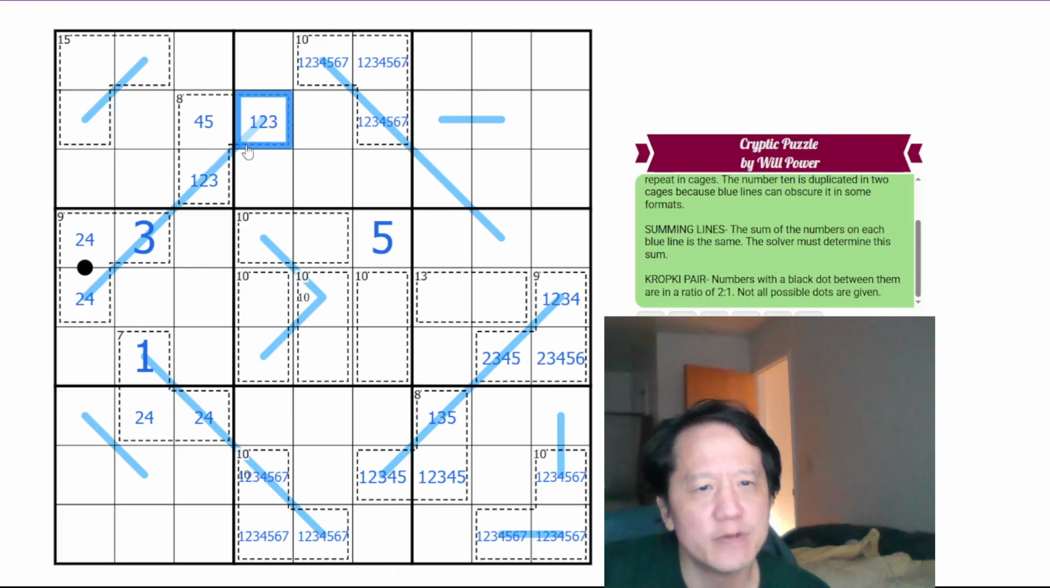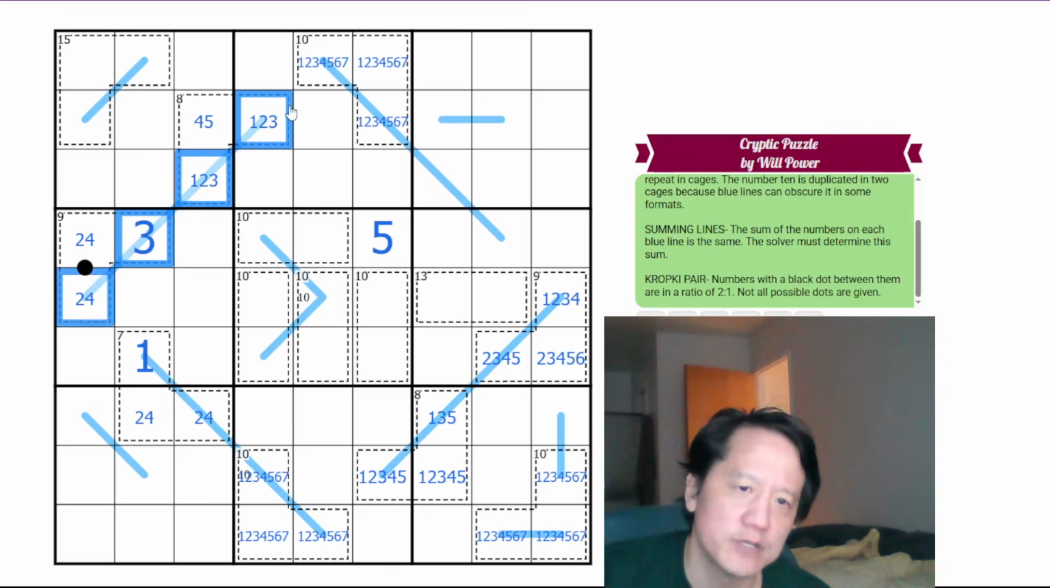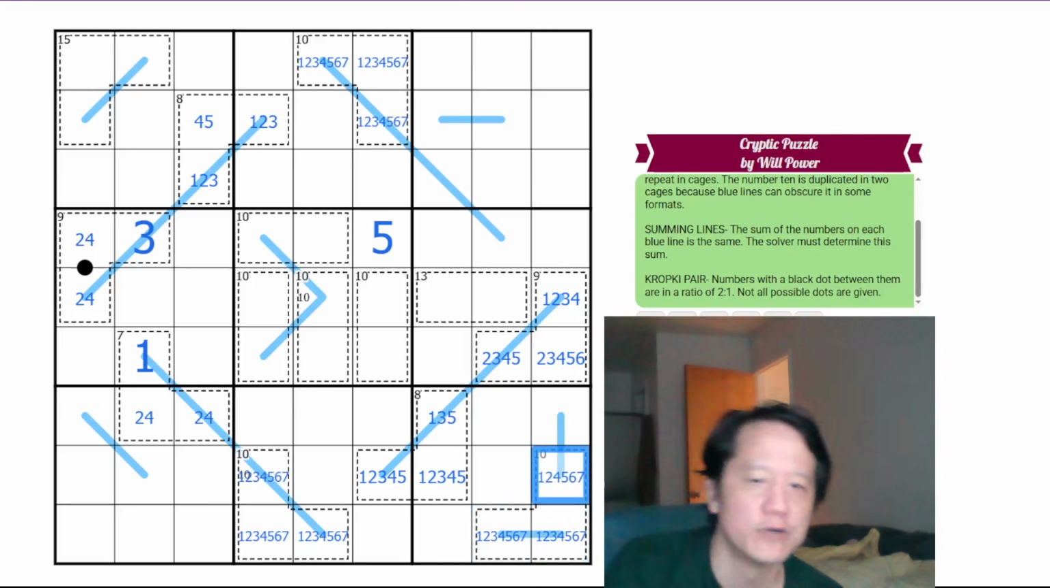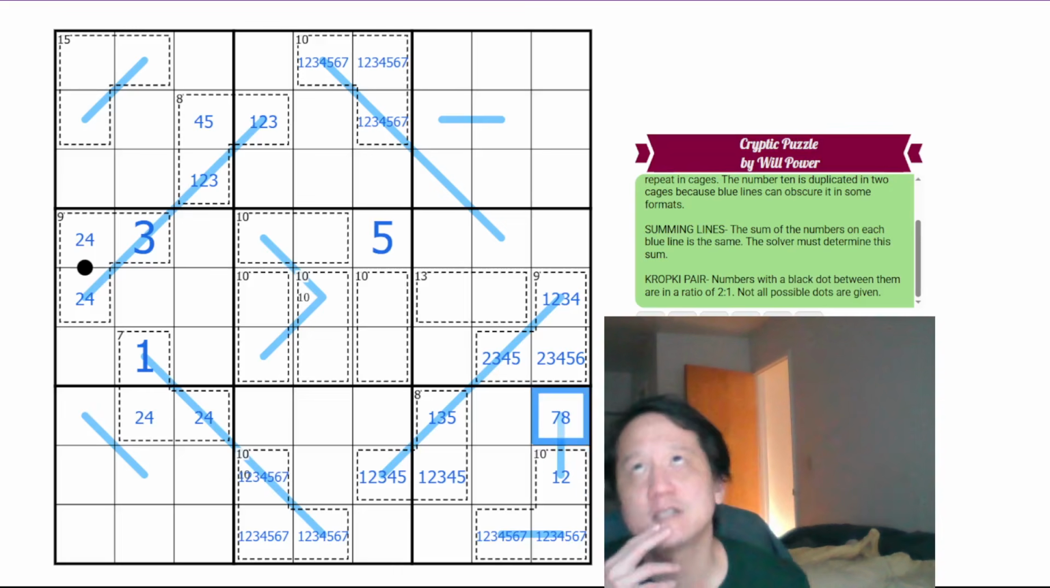The sum of these, what's the minimum sum here? It's 1 and 2 with 3 and 2. So that's 8. So this is at minimum 8, which means this is maximum 1 or 2. It has to be 2. So this cannot add up to 10. But you could have 8 here or 7 here to add up to. Actually, how does that work?